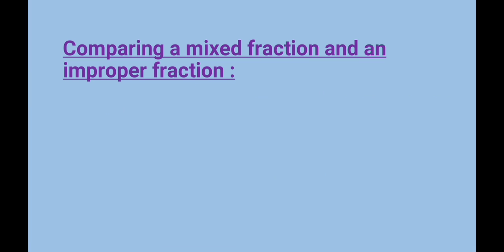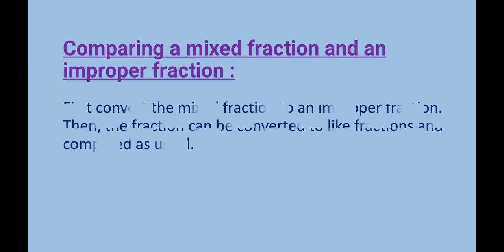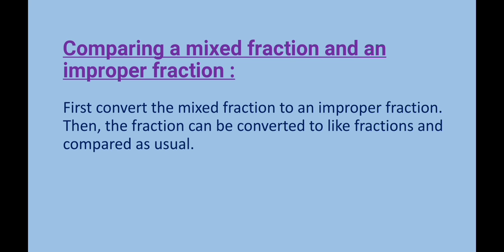Now come to the next one, comparing a mixed fraction and an improper fraction. First we have to convert the mixed fraction into an improper fraction. After that we have to convert both improper fractions to like fractions. After that we compare them as usual. So you have three methods: comparison of like fractions, comparison of unlike fractions having the same numerator, and comparison of unlike fractions having different numerators.